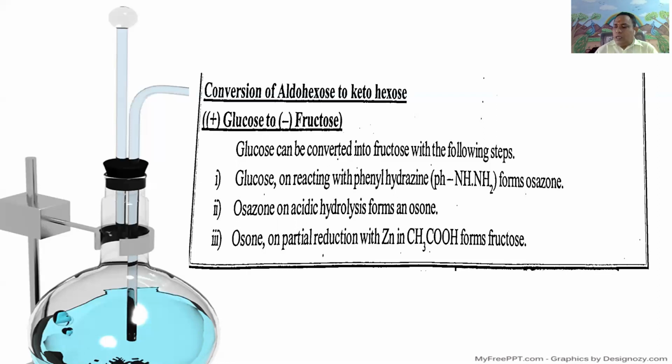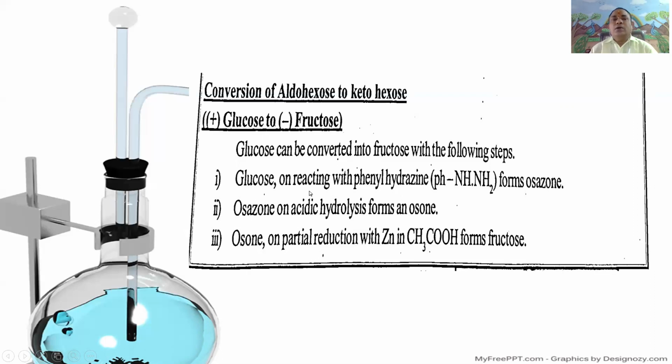First step is glucose on reaction with excess of phenylhydrazine hydrochloride to give osazone of glucose. This osazone on acid hydrolysis gives osone. The osone on partial reduction with zinc and acetic acid gives fructose.